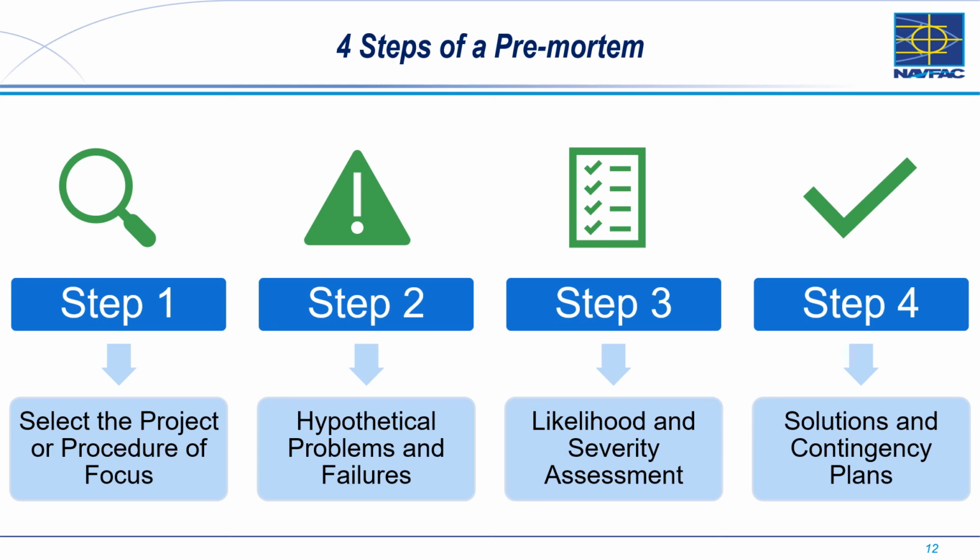We have now covered the 4 steps of conducting a pre-mortem. Step 1, select the project procedure of focus. Step 2, create hypothetical problems and failures. Step 3, assess the likelihood and severity with an assessment. And step 4, create solutions and contingency plans. Each step helps us identify, assess, and adequately plan for potential problems. This will better enable you to deliver high-quality, on-time project results.